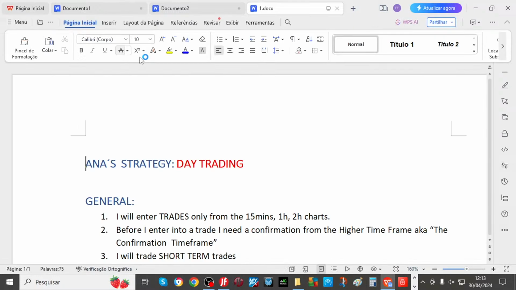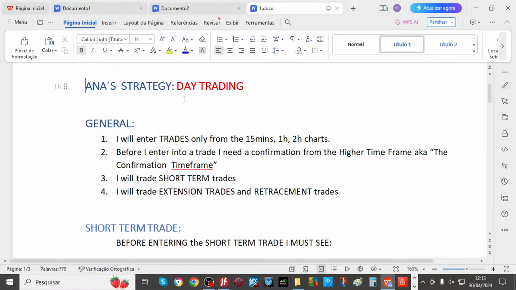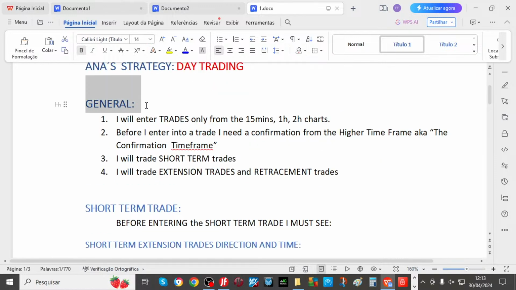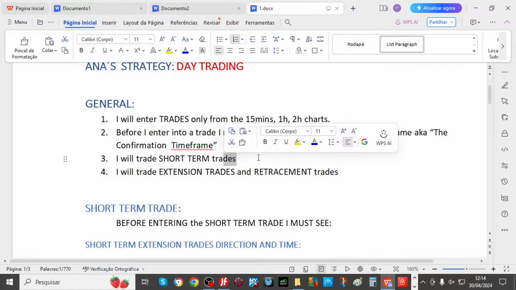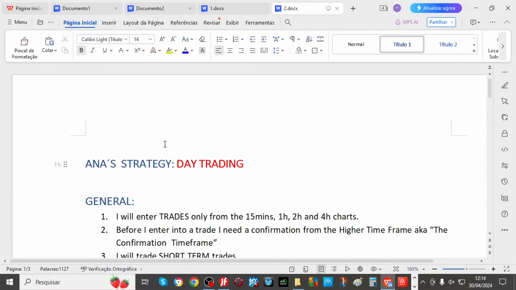Let's open number 1. This is Anna's data. Anna has the section general. I will enter trades only from the 15-minute chart, 1 hour chart. Before I enter a trade, I need confirmation from the higher time frame, the confirmation time frame. I will trade short-term trends. I will trade extension trades and retracement trades.